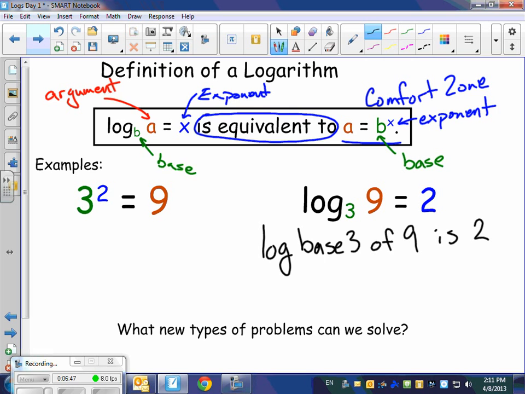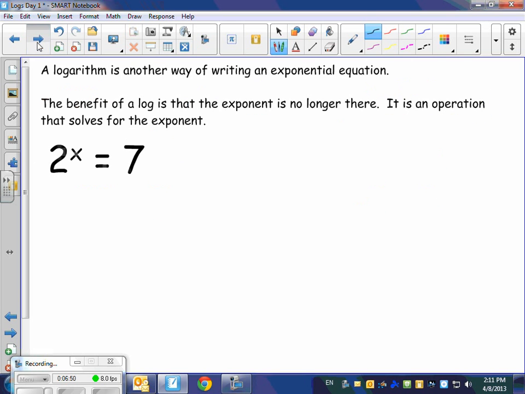Okay? So what this is going to allow us to do is solve things like 2 to the x equals 7. So on your own, take 20 seconds, use the notes from the previous slide to rewrite 2 to the x equals 7 as a logarithm. Go ahead and take 20 seconds to do it. Even though you don't know what x is, you can still put it in the logarithm equation as x in the right place.